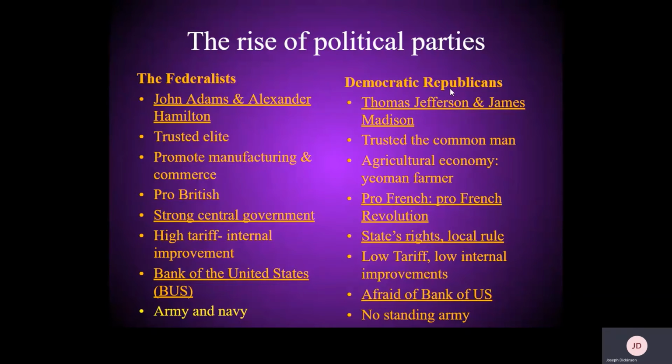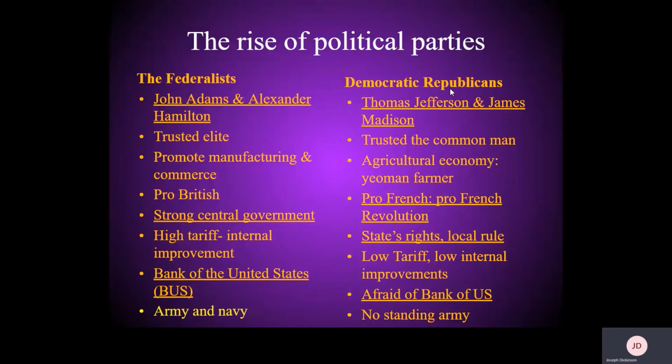Now, when I say Democratic Republicans, I don't want you getting that confused with Democrats and Republicans. It's a huge difference between the two. Thomas Jefferson and James Madison, these are your two proponents of the Democratic Republicans. They trusted the common man, agriculture, economy, yeoman farmers, meaning they're for farmers, whether rich or poor. They want to represent the common man, the hard worker.